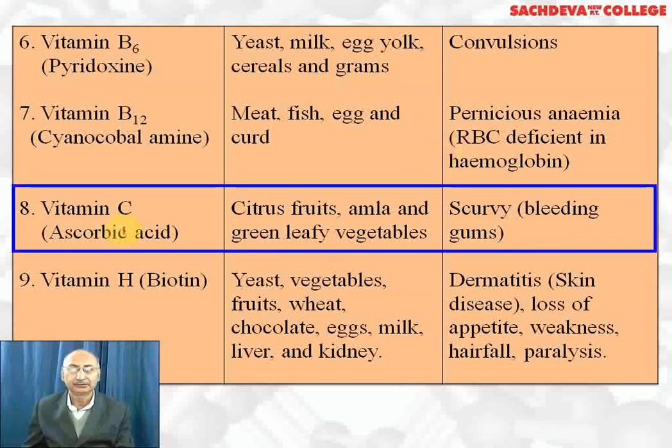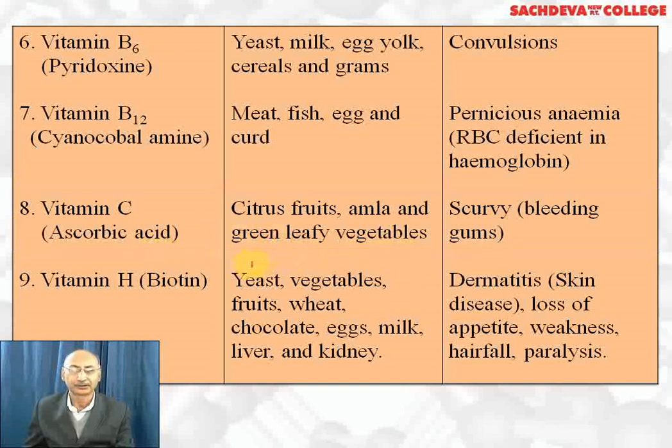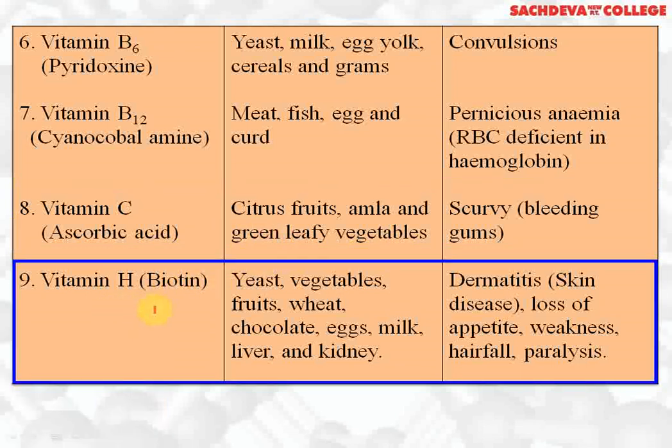Vitamin C is also a water-soluble vitamin. Its chemical name is ascorbic acid. It is present in citrus fruits, amla, and green leafy vegetables. Deficiency disease is scurvy, bleeding of gums. Vitamin H, chemical name biotin, is also water-soluble. Yeast, vegetables, fruits, wheat, chocolate, eggs, milk, liver, and kidney are the sources. Dermatitis, that is skin disease, loss of appetite, weakness, hair fall, paralysis are the deficiency diseases.